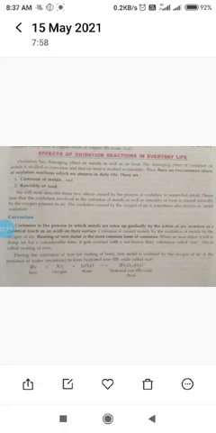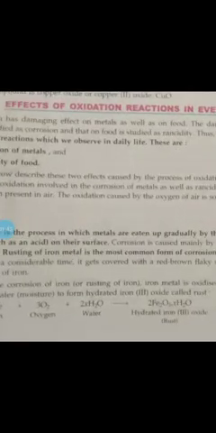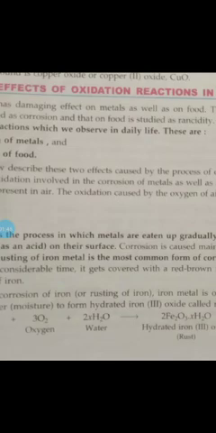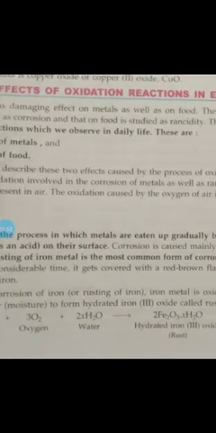Rusting of iron is an example of oxidation reaction, and during this process, iron reacts with the oxygen of air in presence of moisture. The process can be shown by the reaction 4Fe + 3O2 + 2xH2O → 2Fe2O3·xH2O. Actually, rust is hydrated ferric oxide. The symbol x represents the number of water molecules attached to the hydrated ferric oxide.